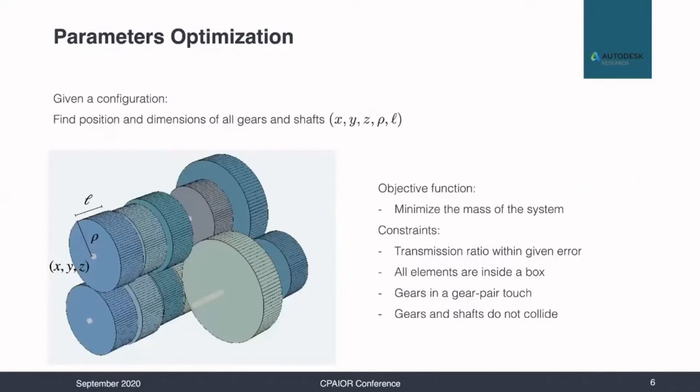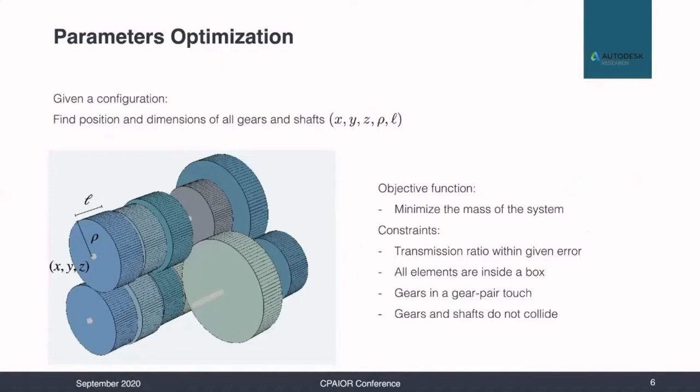Along with the schematic configuration presented in the previous slide, we need to find the details of each element in the layout graph. We represent shafts and gears as cylinders, defined by their position, radius, and length. The position is identified by the coordinates of the center of one of the circular faces of the cylinder.